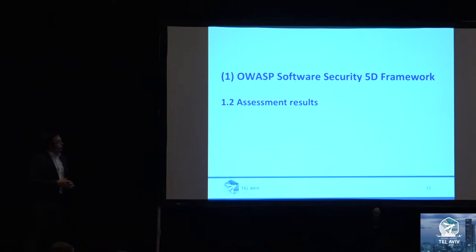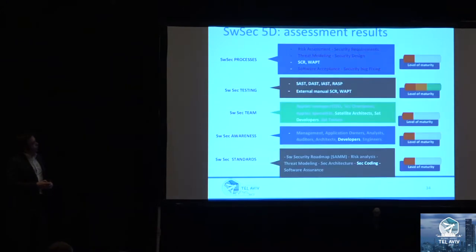I would like to give you some assessment results. So, for example, here you can see a company that is really strong on the testing dimension. They buy SAST, DAST, IAST, RASP tools. They perform external manual secure code review and web application testing. So the level of maturity is very high.